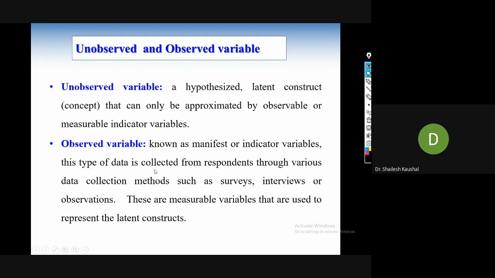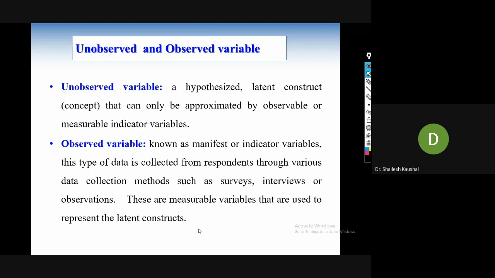This type of data is collected from respondents through various data collection methods such as survey, interview, or observation. These are measurable variables that are used to represent the latent construct. Whatever questions you are taking in your study to apply structural equation modeling, all the questions are known as the observed variable, manifest variable, or indicators.